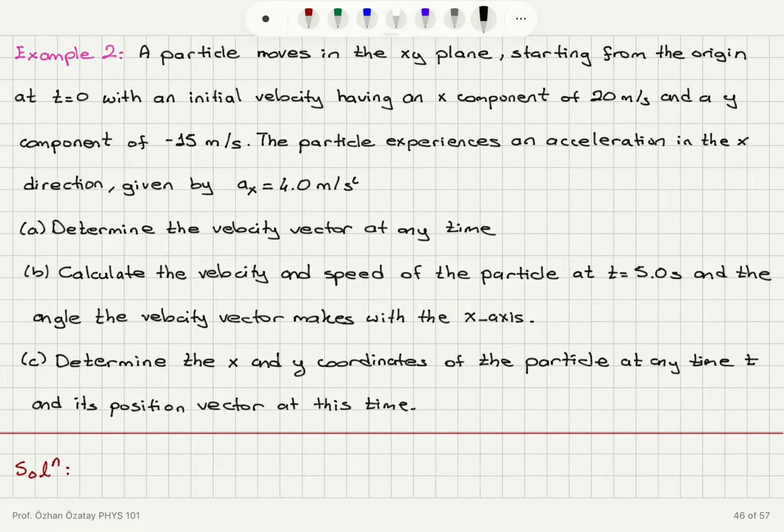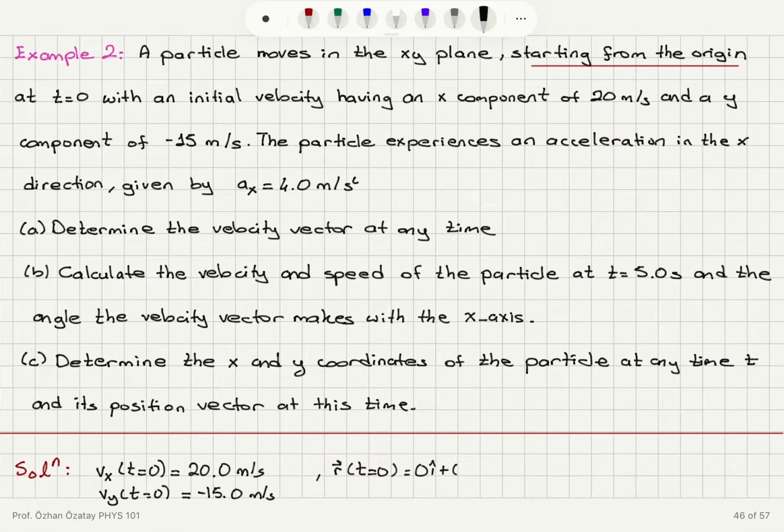So we know that at t equals 0, the x component of its velocity is 20 meters per second and the y component of its velocity is minus 15 meters per second. Do we know its position at t equals 0? We do, because it's starting from the origin. So its position at t equals 0 is 0 i hat plus 0 j hat, in meters.